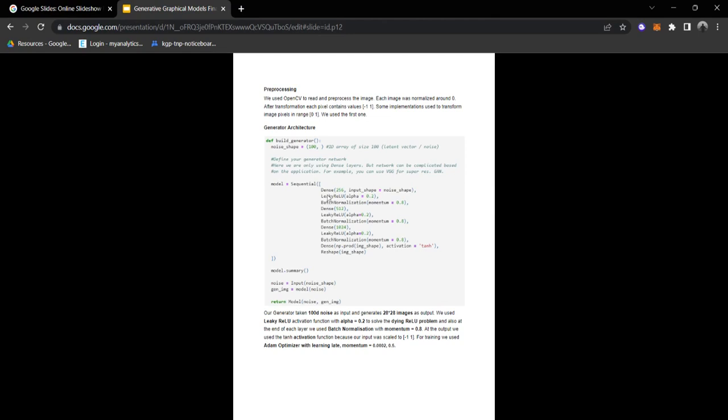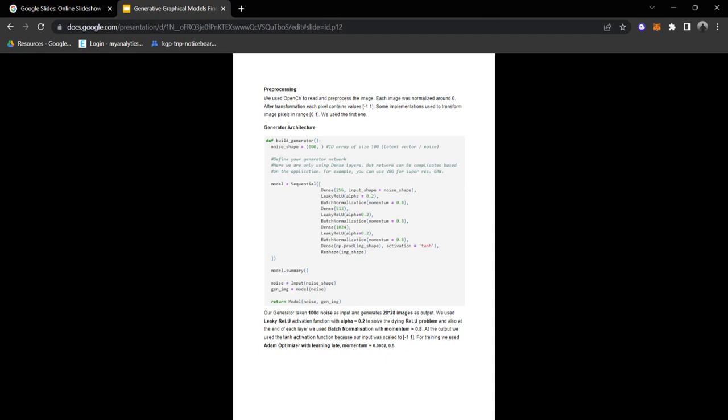We use 4 dense layers with the leaky ReLU activation function. Our generator takes 100 dimensional noise as input and generates 28 by 28 image output. We use leaky ReLU activation function with alpha equal to 0.2 to solve the dying ReLU problem, and at the end of each layer we use batch normalization with momentum equal to 0.8. At the output we use the tanh activation function because our input was scaled to -1 to 1.